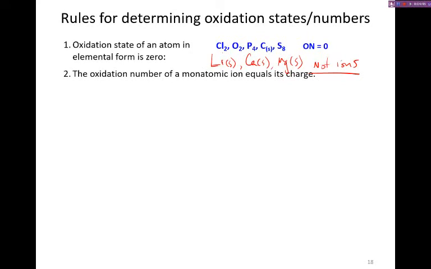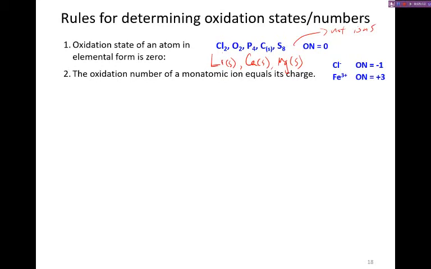If we are talking about an ion, and it's a monoatomic ion, then the oxidation number is equal to its charge. So for example, chloride has an oxidation number of -1, equal to its charge. Iron 3 plus would have an oxidation number of +3.